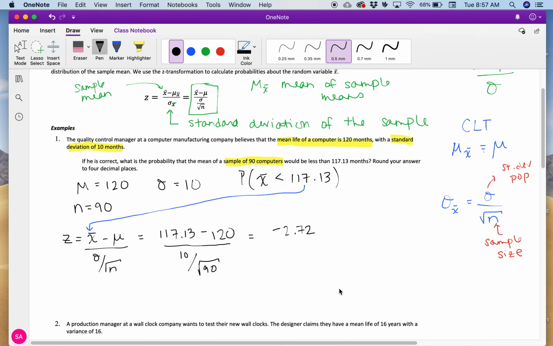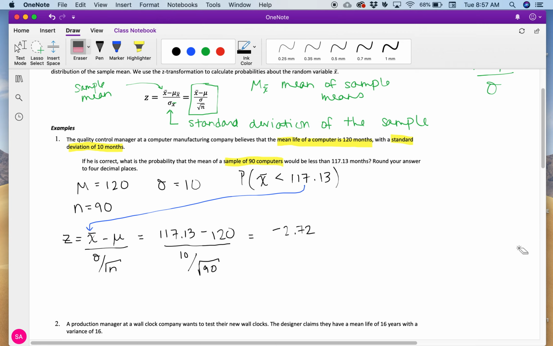I'm going to erase this stuff on the side just so I have a little bit more room to write. Hopefully you copied that down. You can always go back to the beginning of the video and re-watch. Okay, so now I'm going to rewrite this. We converted our sample mean to a z-score. So we're going to find the probability that z is less than negative 2.72.